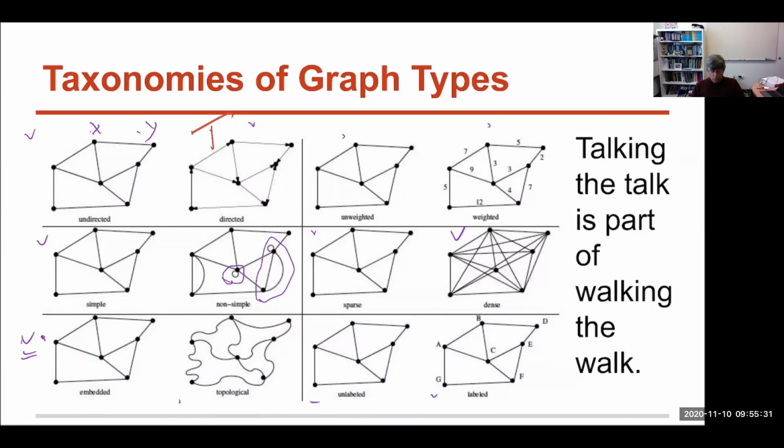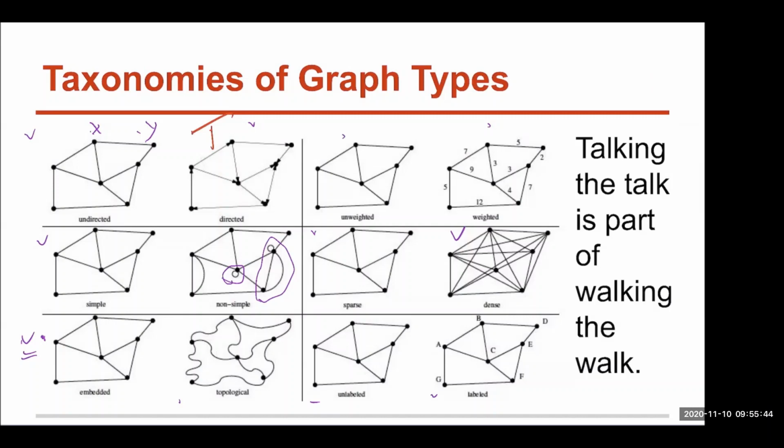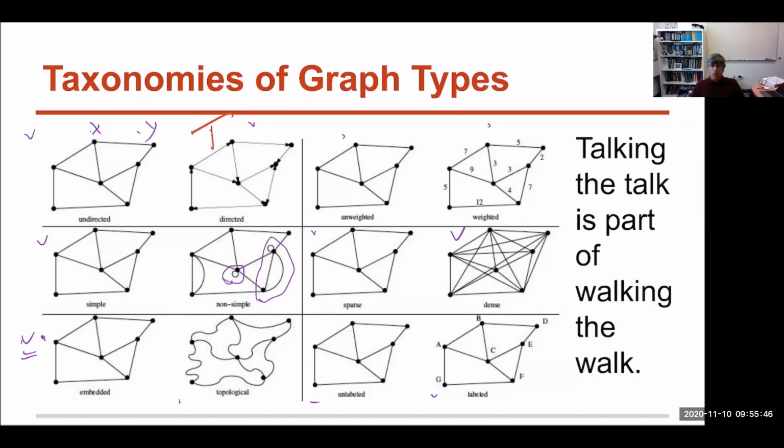Is Twitter a simple graph or a non-simple graph? Can I follow you multiple ways on Twitter, or do you only follow somebody once? Just once. And can you follow yourself? No. So I think that Twitter is a simple graph.